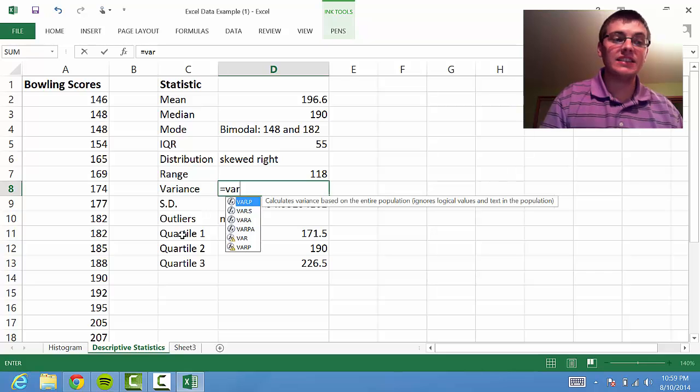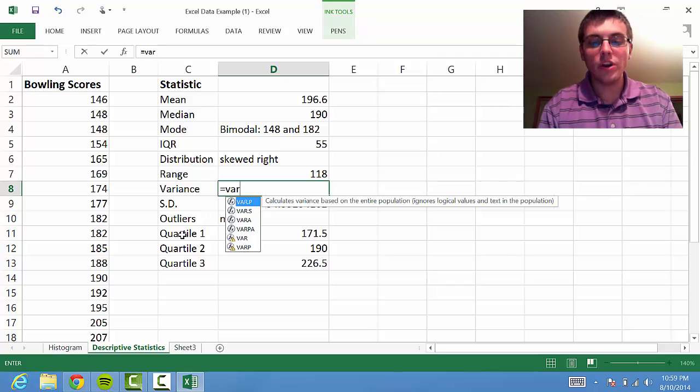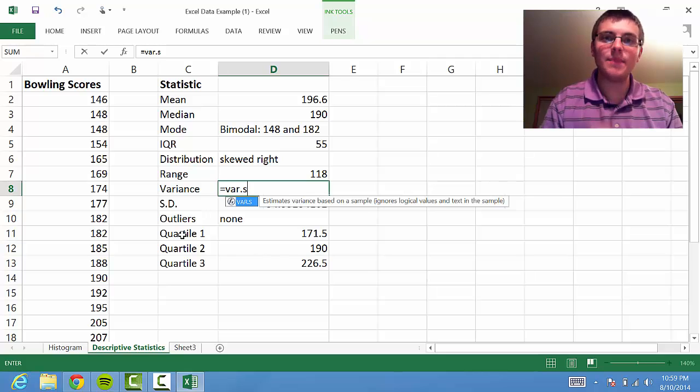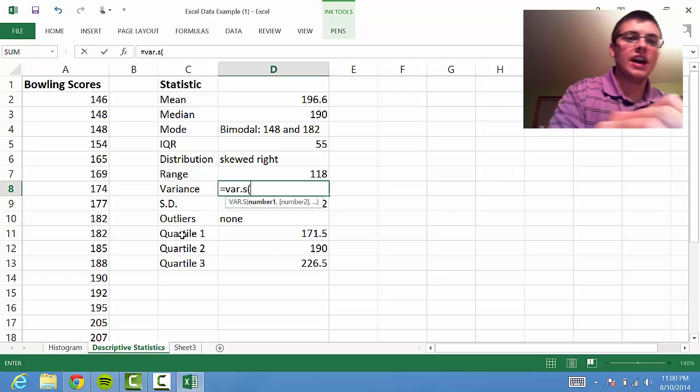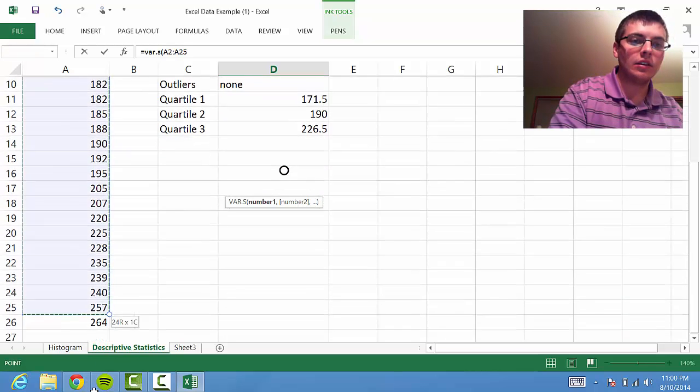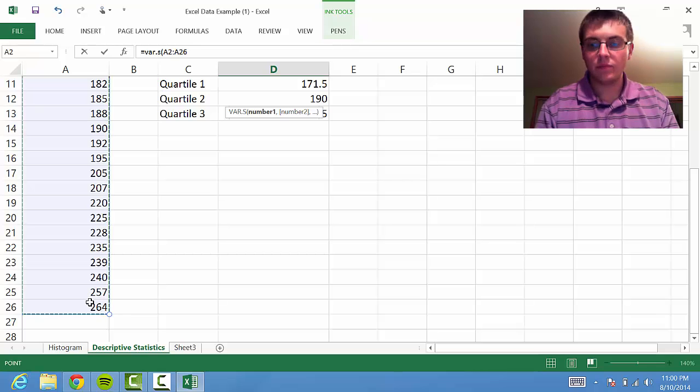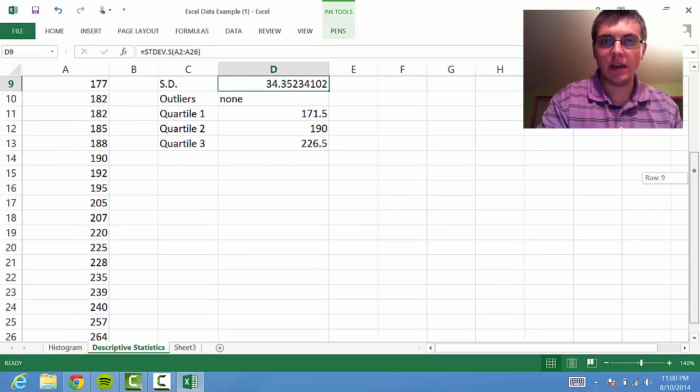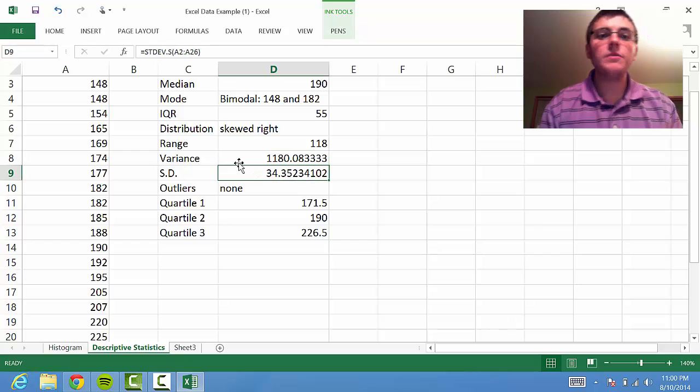You have collected samples for your data. You haven't collected an entire population. So we are going to do var.s because the denominator of that formula has the n-1, which is the main difference. So var.s, highlight, close parenthesis, and that gives you the variance. Remember, the standard deviation, which is the next one down, is the square root of the variance. So if you want, you could just take the square root of this number and you'll get the standard deviation if you just want to do that on your own.